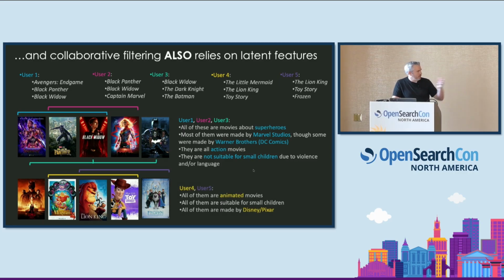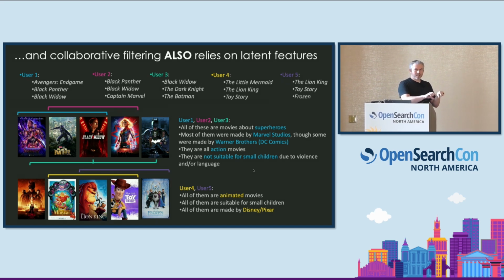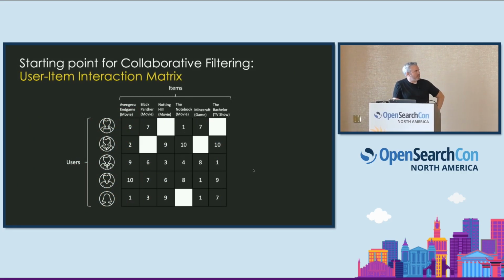If I look at user 4 and user 5, starting with The Little Mermaid and over, all of these are animated movies. They're all suitable for small children, and they're all made by Disney and Pixar. These are latent features associated with these items that are being surfaced up through the underlying embeddings that are happening internally whenever collaborative filtering is being done through matrix factorization. So let's talk about what that matrix factorization looks like.